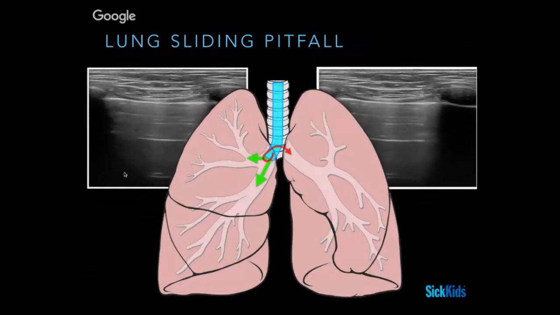When they've looked at some of the studies doing this, the sensitivity for picking up a mainstem intubation is not as high as some of the other methods we will talk about. You can certainly be misled into thinking somebody has normal lung sliding by using this. It's not nearly as bad as checking auscultation, but it's certainly not as good as some of the other ones.